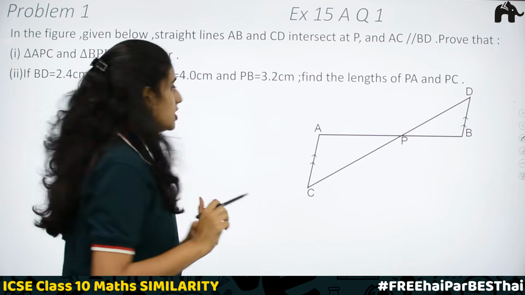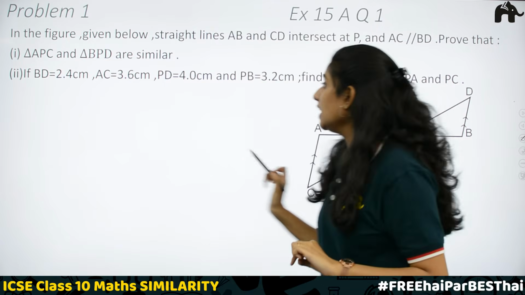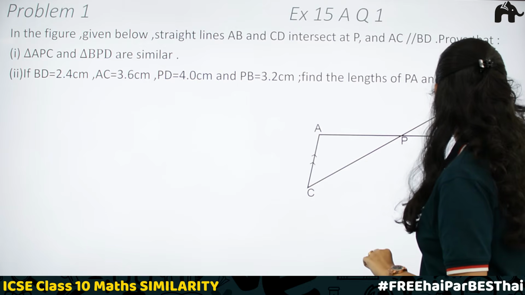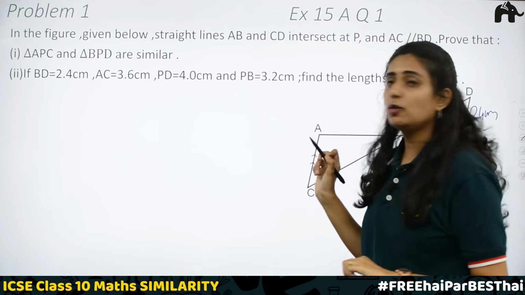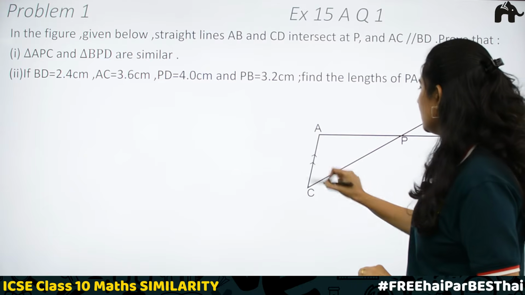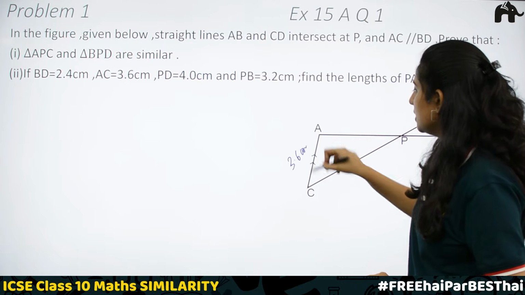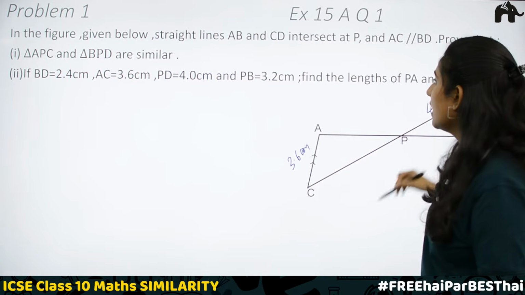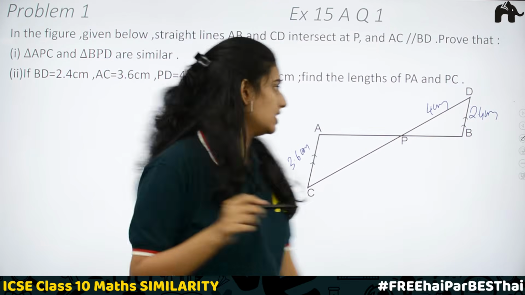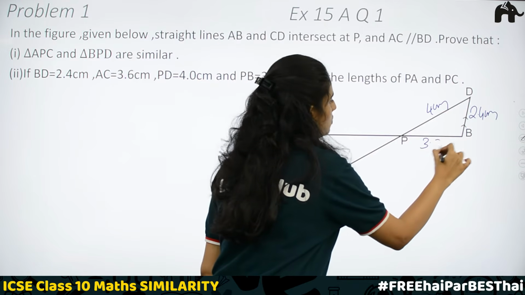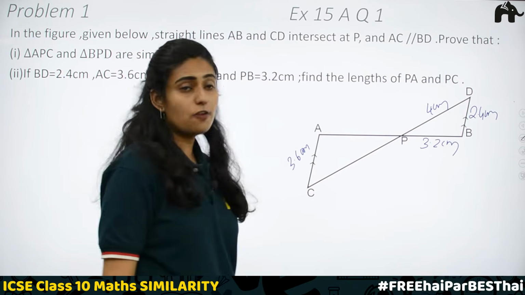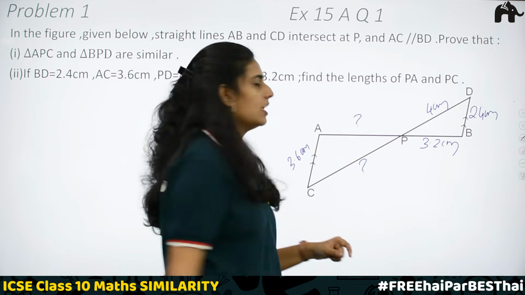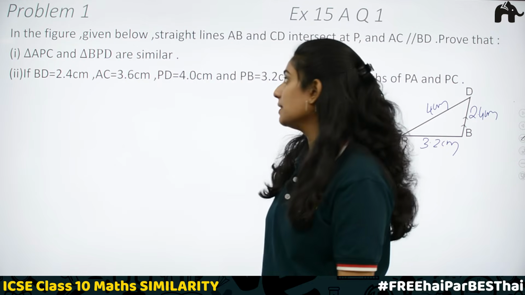And the second part of the question, some values are given. If BD is equal to 2.4 centimeter, AC is equal to 3.6 centimeter, PD is 4 centimeter, and PB is 3.2 centimeter, we have to find the lengths of PA and PC.